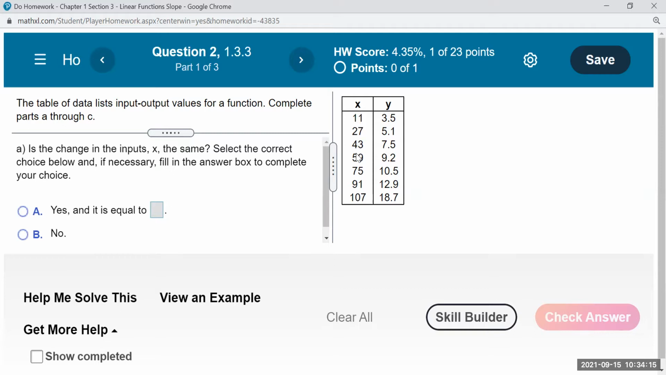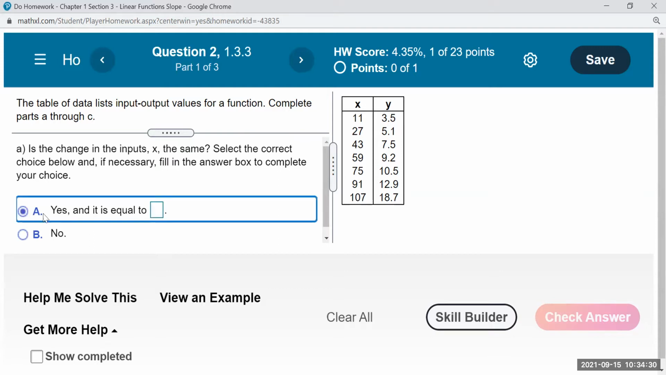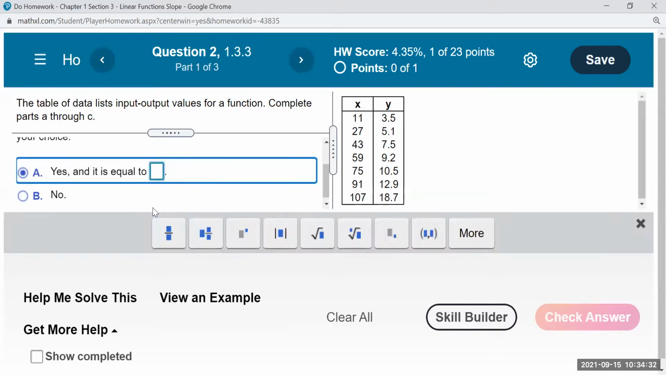16. 43 minus 27. 16. 59 minus 43. 16. So far it looks the same. So the answer is yes. It is 16.